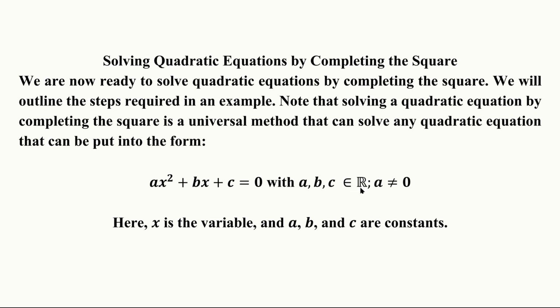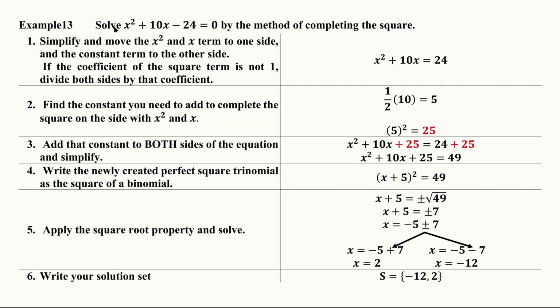Here I put R, but you can also replace that with C, the general notion being that it works for complex coefficients as well. All right, so let's say we want to solve x squared plus 10x minus 24 equals 0 by completing the square. So here's what we're going to do. We're going to get the two variable terms on one side, and we're going to move the constant term to the other side, okay? So we have x squared plus 10x equals, remember we changed sides for negative 24, so it became positive 24, right?